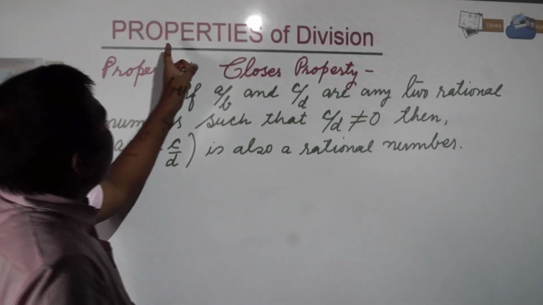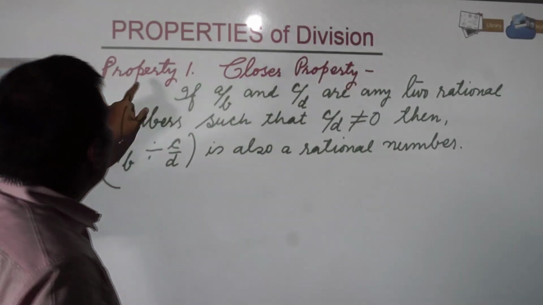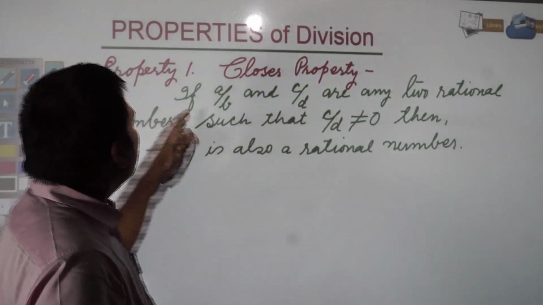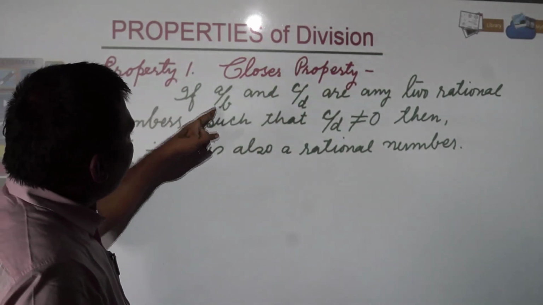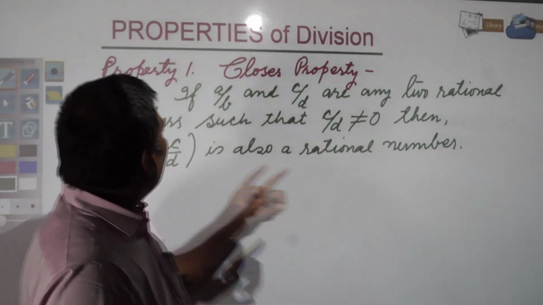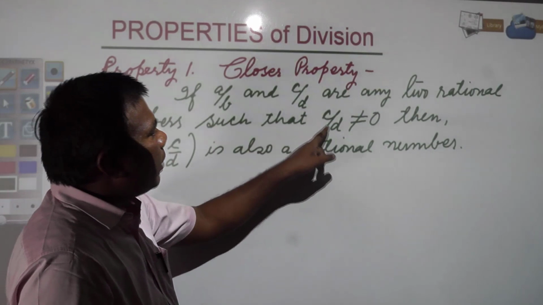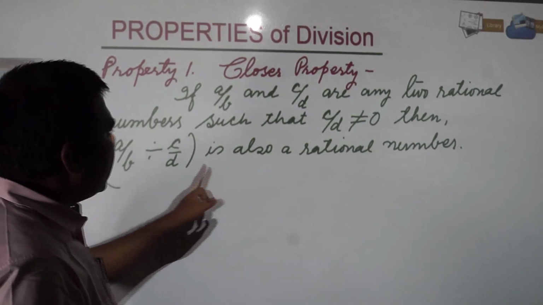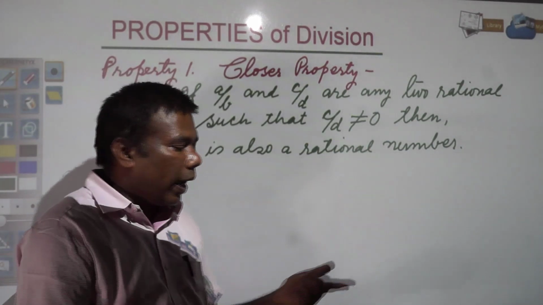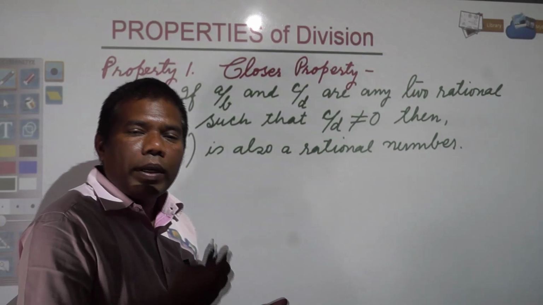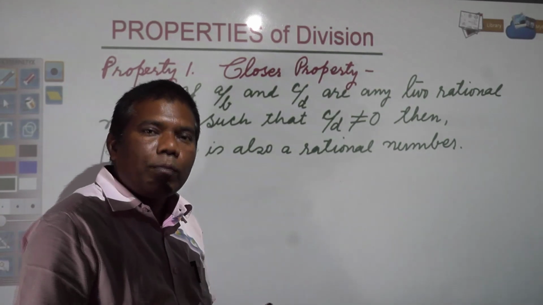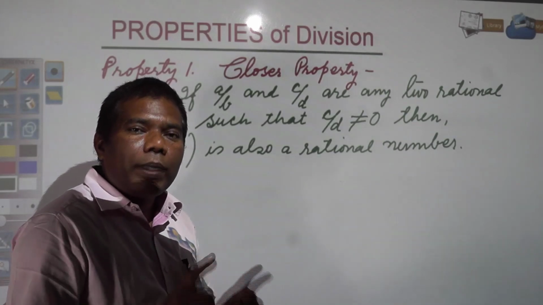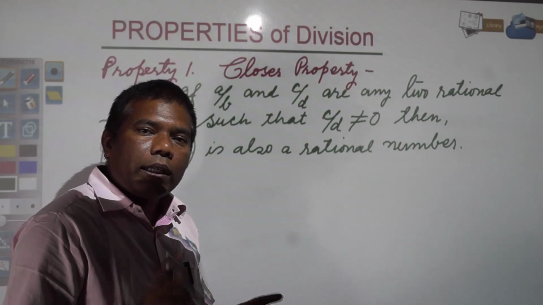Here you see properties of division. The first property we have is the closure property, which you have already seen in addition and multiplication. So in division also it is there. If a by b and c by d are any two rational numbers such that c by d is not equal to 0, then a by b divided by c by d is also a rational number. As we did in addition, if you add any two rational numbers, the sum you get will be a rational number. In the same way, in multiplication, if you multiply two rational numbers, the product you get will be a rational number.